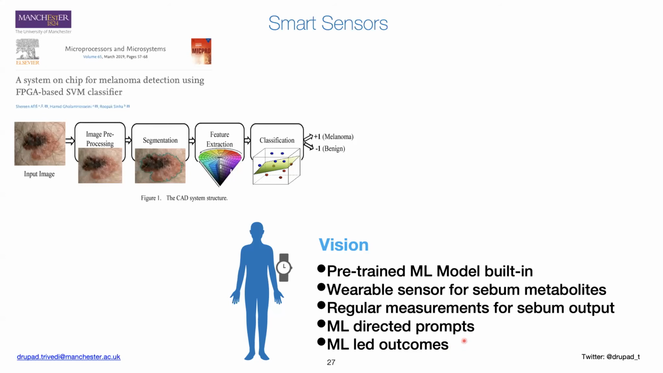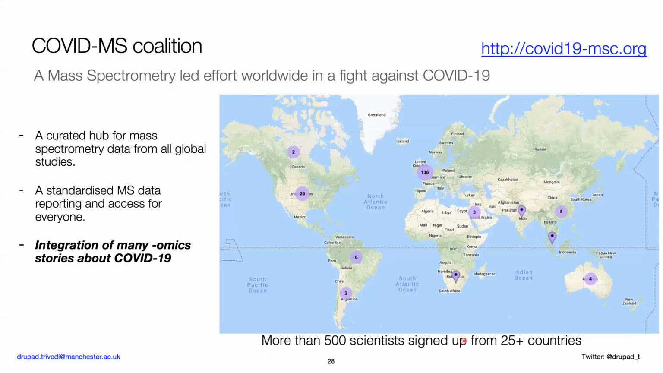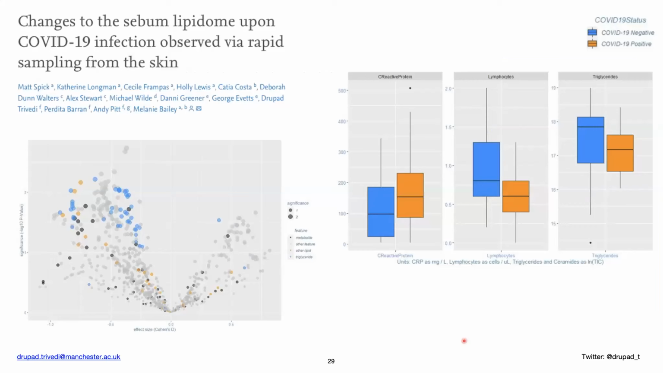And obviously, none of the talks that we do these days are complete if we don't talk about COVID-19. So the same approach with sebum, we also used in one of our COVID-MS coalition. This is a coalition of about 500 scientists across 25 different countries. And we all had a common goal when the COVID outbreak started: to try and find ways in which you can use mass spectrometry, the techniques we all knew how to use, to detect and standardize ways to find infection of COVID.